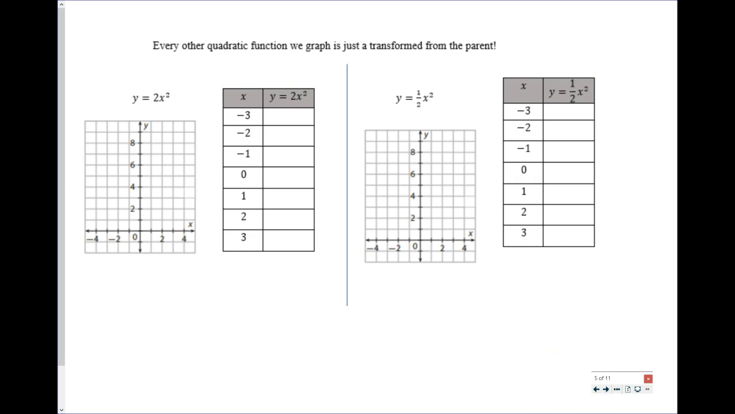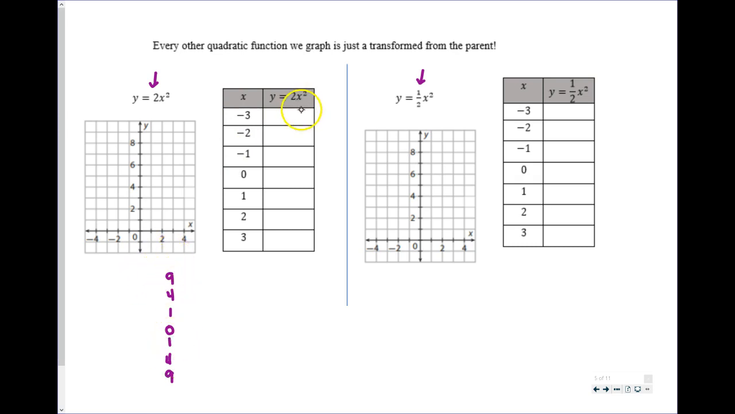So look at these two equations. In this first one, I have the parent, but then I'm also having this 2 in front. This one I have the parent, but now I've got a 1/2 in front. So really what you're saying is, hey, look, I've got the parent function, now multiply that by 2. So I'm going to go ahead and list my parent function values out, which I know are 9, 4, 1, 0, 1, 4, 9 when I start with -3. So these are my values at -3, -2, -1, etc., right?